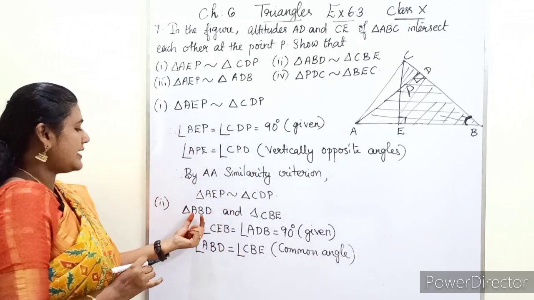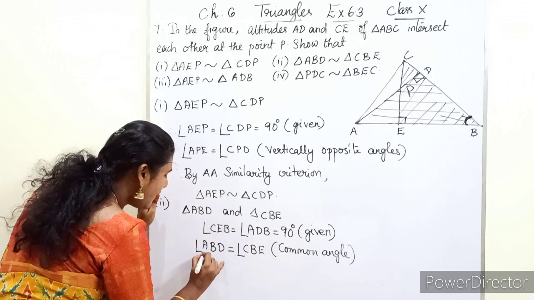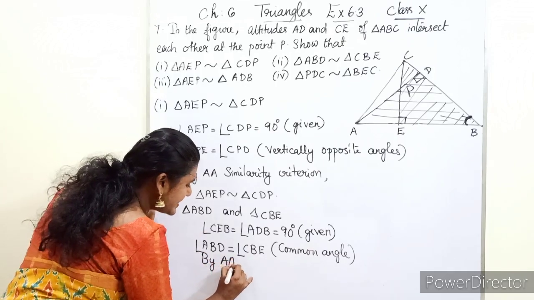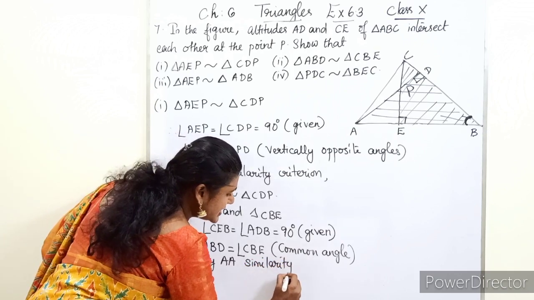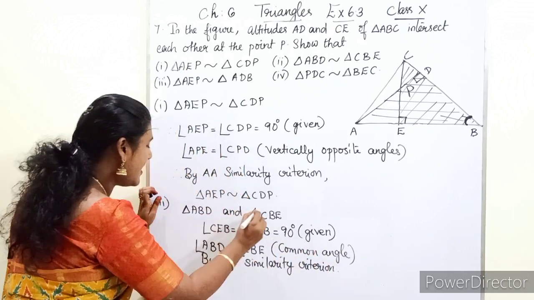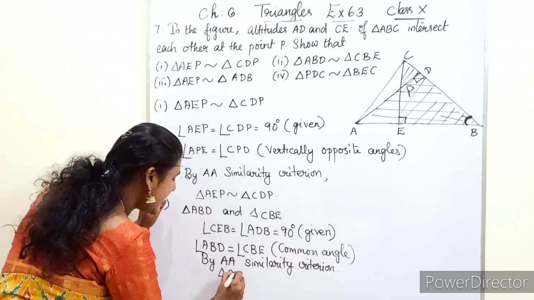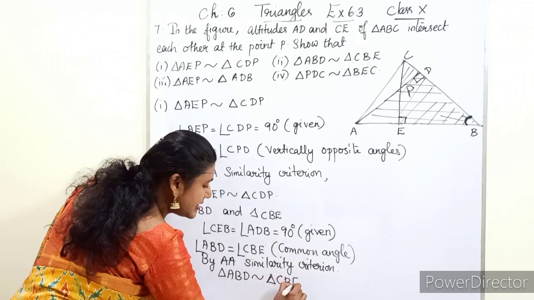Therefore what we got in these two triangles, we got two angles are equal. Therefore by AA similarity criterion, we can say these two triangles are similar. So triangle ABD is similar to triangle CBE.